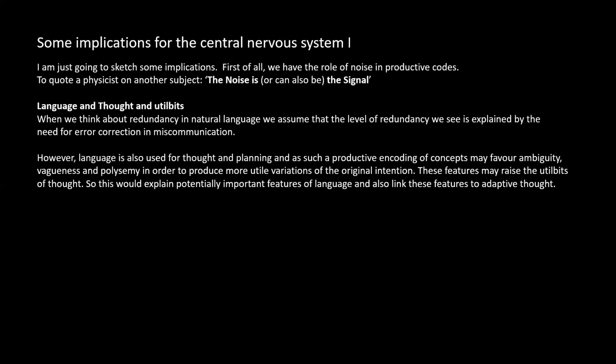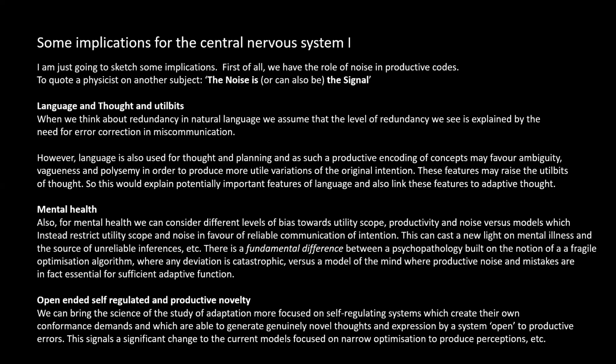So this is an important idea, potentially, in terms of how thought and language are related. And if you think about mental health, there's a bias. We can think of different levels of bias in terms of the scope of utility, the productivity of your thinking, in terms of how noise can add utility, and you can think of different extremes on that spectrum, right? So this could cast a new light on mental illness and the notion of unreliable inferences.